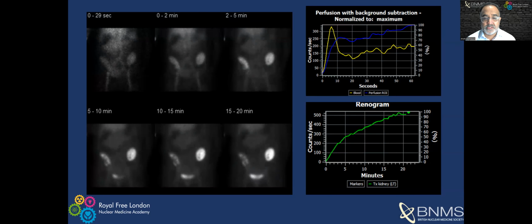In this case, you can see the patient has 2 transplant kidneys. The right transplant kidney is an old kidney that is failing. You can see it's atrophic. The kidney on the left is the recent transplant kidney, and there is progressive accumulation of tracer within the transplant kidney and a slowly rising time activity curve.